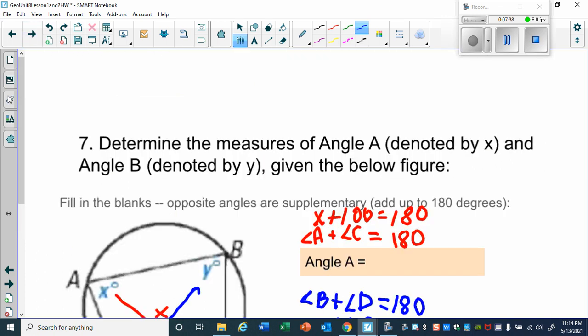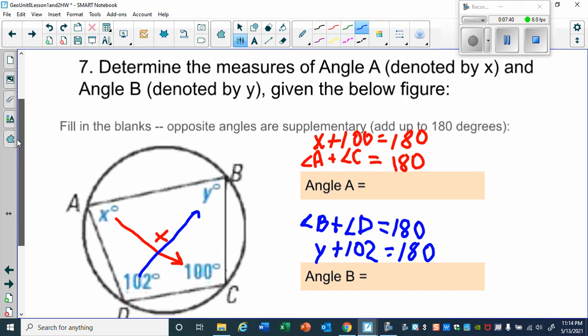And then the last problem, basically your goal is to determine the measures of angle A and B. A is x degrees, and y represents angle B. For these two problems, opposite angles are supplementary, which means basically your diagonals: A plus C must be 180, and B plus D must also be 180. Then we can solve once you substitute appropriately.